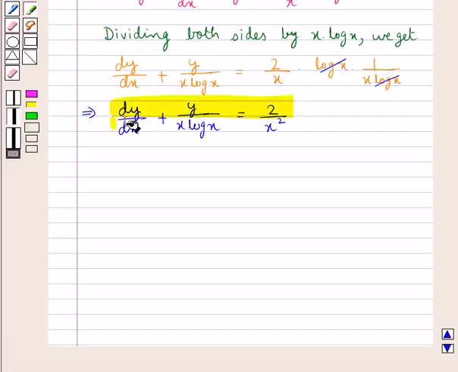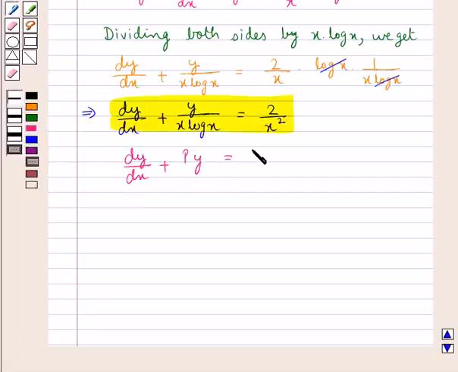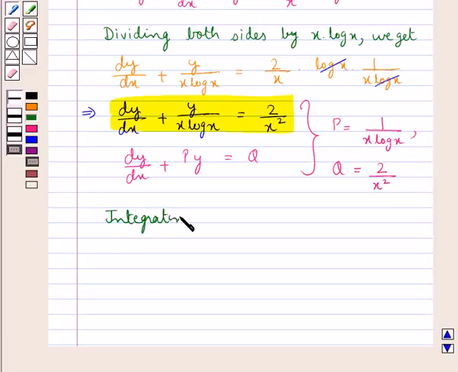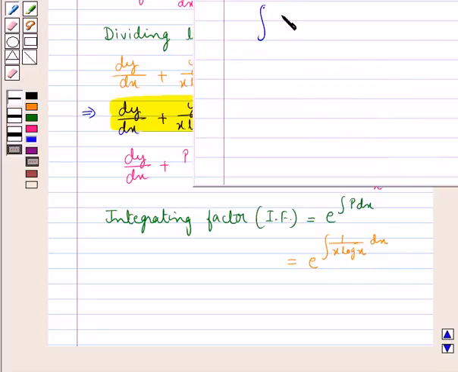Now, this differential equation is a linear differential equation of the form dy by dx plus Py is equal to Q, and here we have P is equal to 1 upon x log x and Q is equal to 2 upon x square. So therefore, the integrating factor, given as IF, is equal to e to the power of integral P dx. That is, this is equal to e to the power of integral 1 upon x log x dx. Now let us find the integral of 1 upon x log x dx.